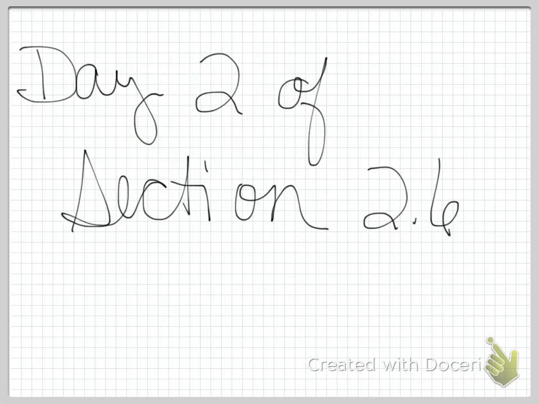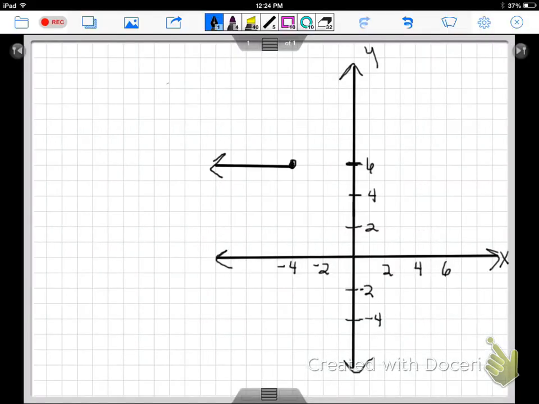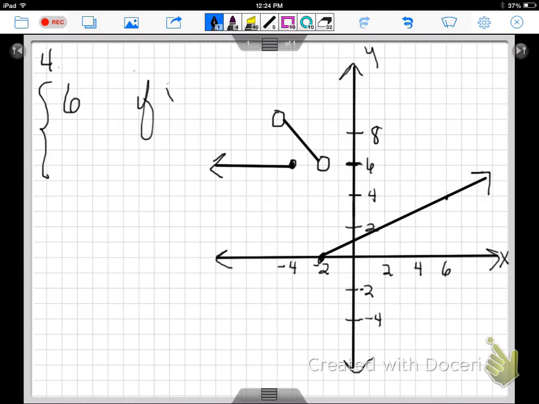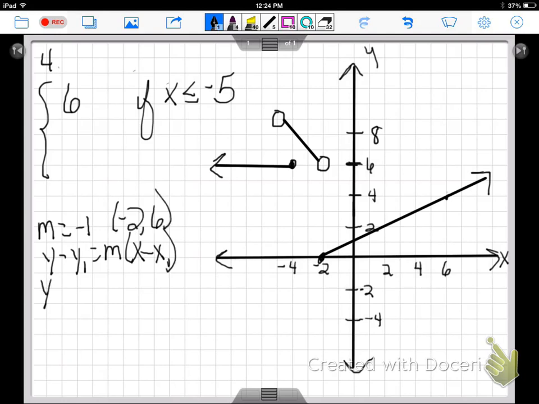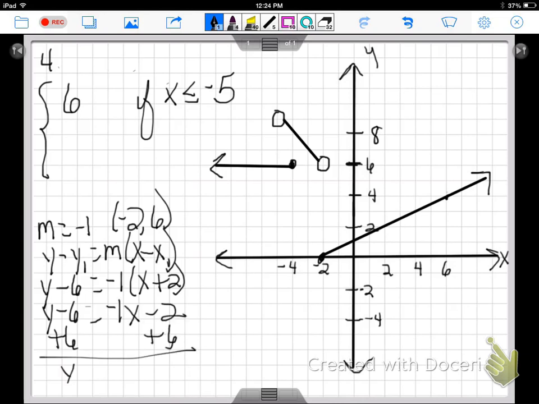Day 2 of section 2.6. This is number 4. We have to come up with the equations of the line. The very first equation is a horizontal line at 6. The second equation, the slope is -1 and it goes through the point -2, 6. So you plug it into the slope-intercept form and you get -x plus 4.